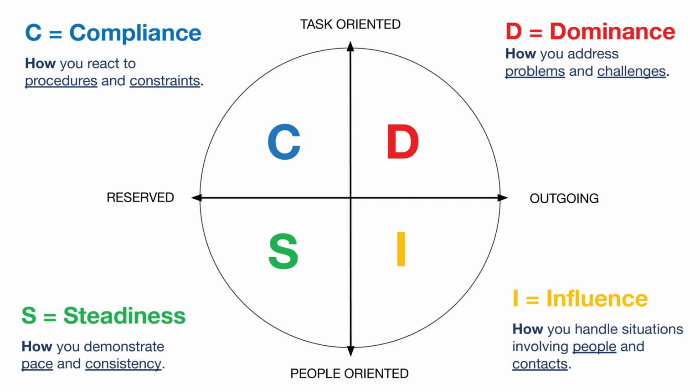So what that means is that your D, your dominance personality type, is an outgoing, task-oriented person. An I is an outgoing, people-oriented person. An S is a more reserved, people-oriented person. And a C is a more reserved, task-oriented person. What's unique about this is that each one of these personality types has a primary emotion and a primary fear. When you understand what somebody's primary emotion and primary fear are, it allows you to lead them a whole lot better.